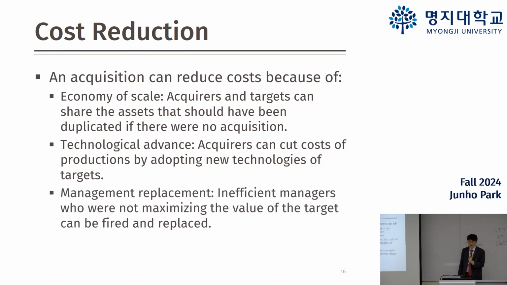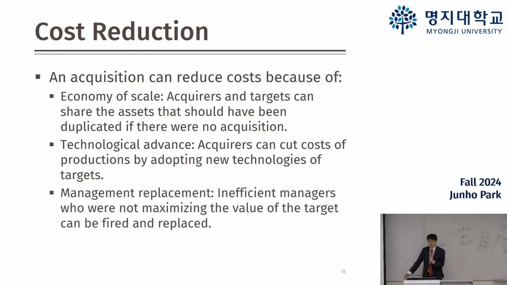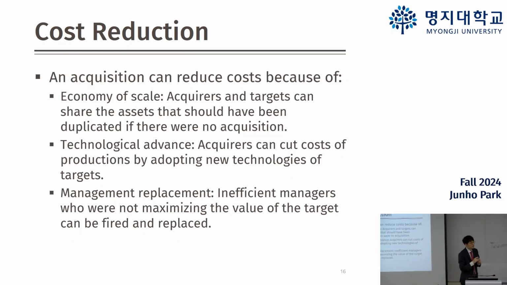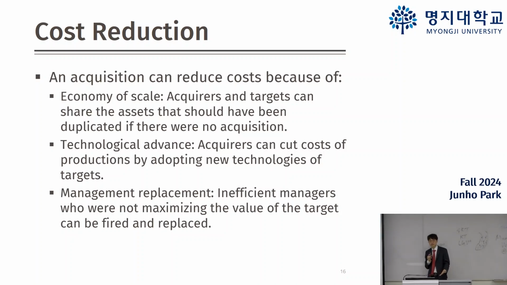And third, this is the most important reason from the point of view of finance. The reason why we have synergy is because some managers are poor. So there is a conflict of interest. So we have the separation of ownership and control, or the ownership and the management.